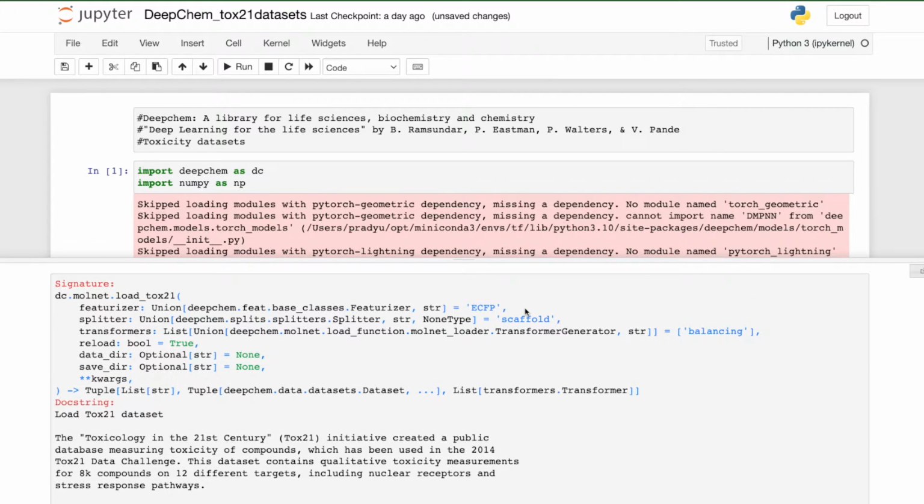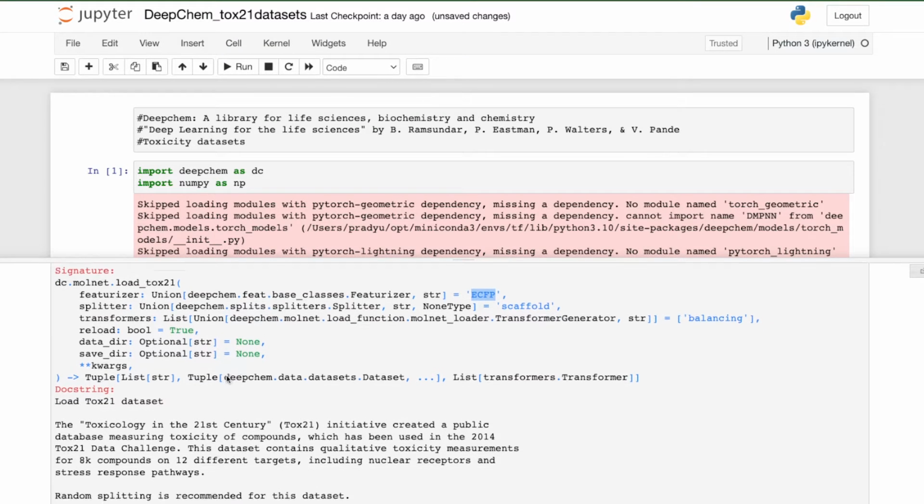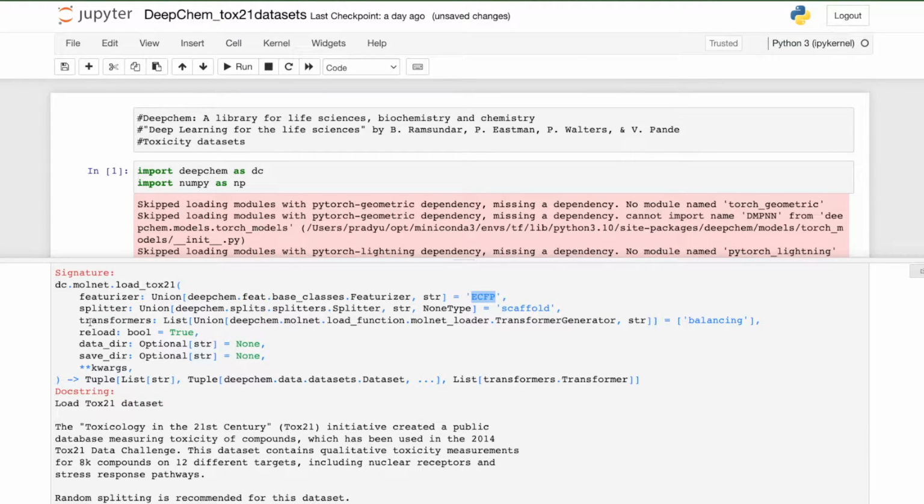A few things I want to highlight. One thing is that in all of these datasets, there is something called a featurizer. What this is doing is featurizing, or vectorizing, each molecule. In this case, we are using ECFP, but there are a bunch of other featurizing methods also present in DeepChem. ECFP stands for Extended Connectivity Fingerprinting.